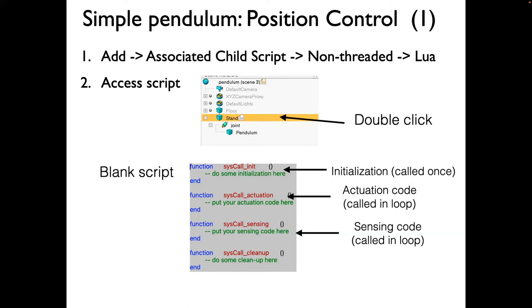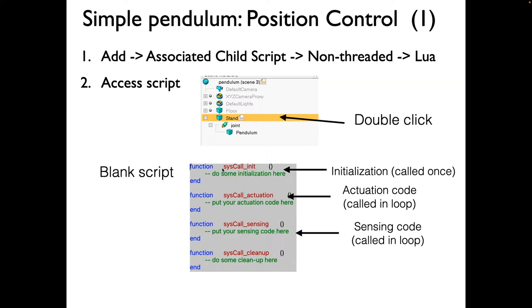In this tutorial, we'll do position control of a simple pendulum. For that, we'll associate our child script to the stand. Once you double click on the script, you will see that it opens up a file which looks like this. There are four functions.